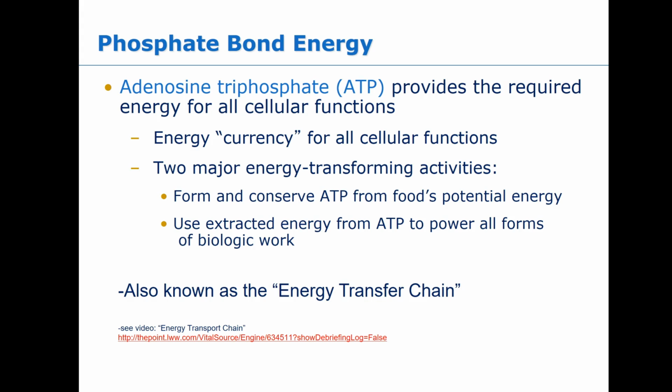When you hear the words adenosine triphosphate, this is our ATP, the actual energy currency that provides us this free energy for all cellular functions that take place. You will hear ATP frequently within your bachelor's degree program in exercise science. There are two major energy transforming activities that take place within the body. First, forming and conserving ATP from food's potential energy, but also using that extracted energy from ATP to power all forms of biologic work.